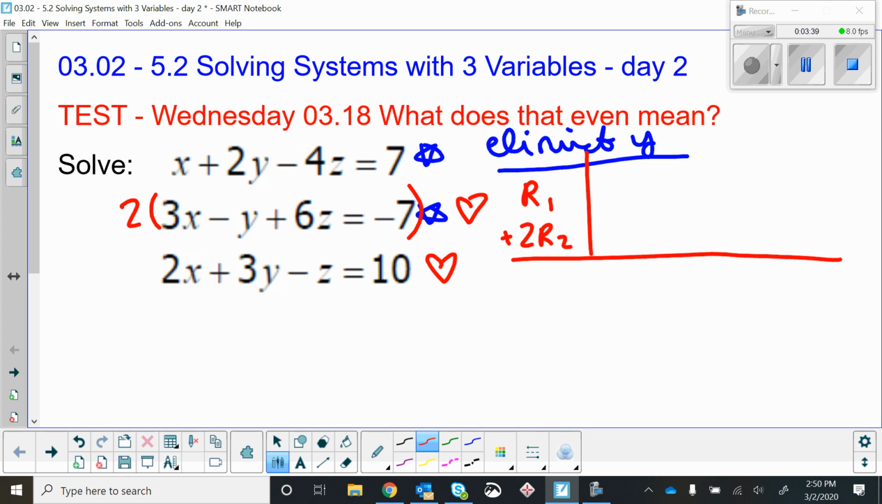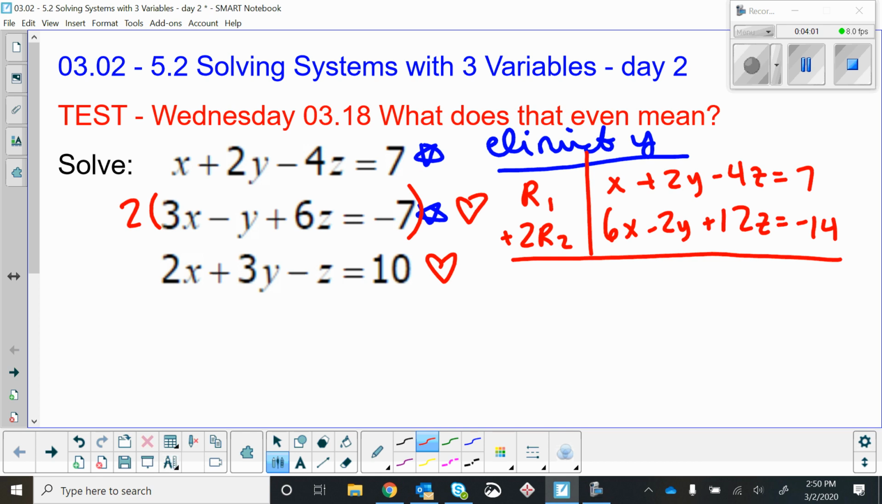So this is what I'm doing. Row 1 doesn't change. Row 2 gets everything multiplied by 2. Every little thing, even the constant on the right-hand side. A lot of students forget to do that. So it's 6x minus 2y plus 12z equals negative 14.